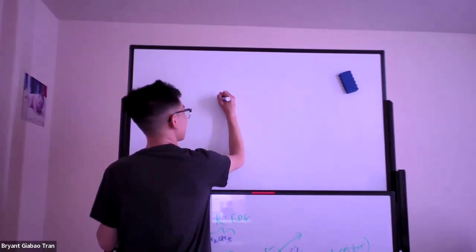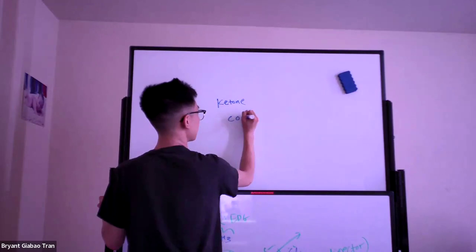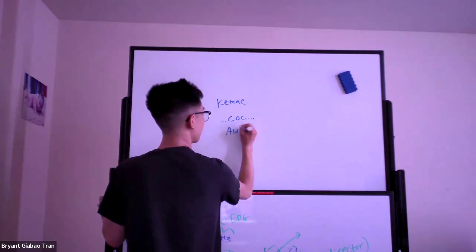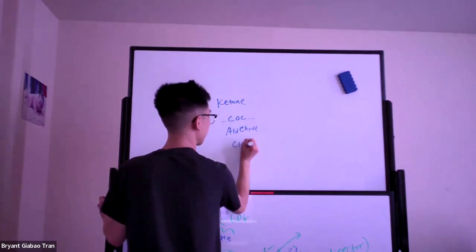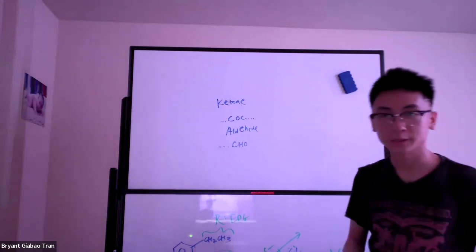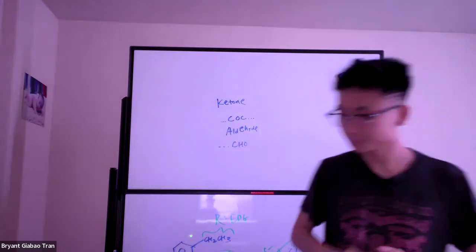CHO. And a ketone is COC something something something, and then the aldehyde is CHO at the very end. That's always at the terminal end, because an aldehyde is always at the terminal end of the structure. Ketones can be somewhere in the middle of the structure. We don't know unless we have the whole condensed formula. So this one here.